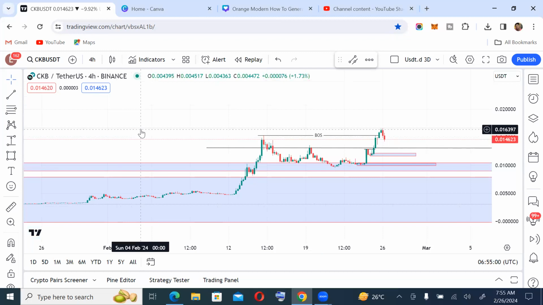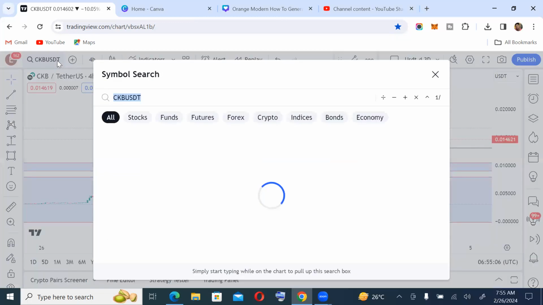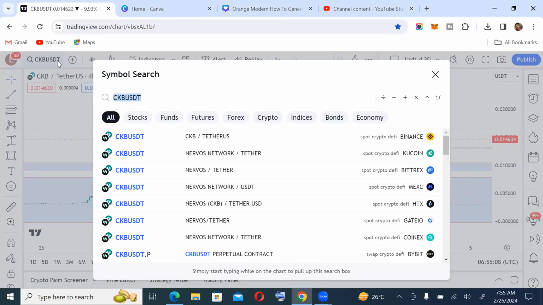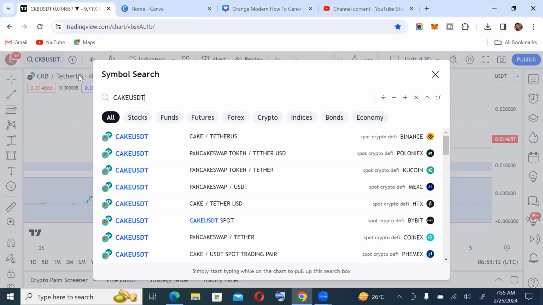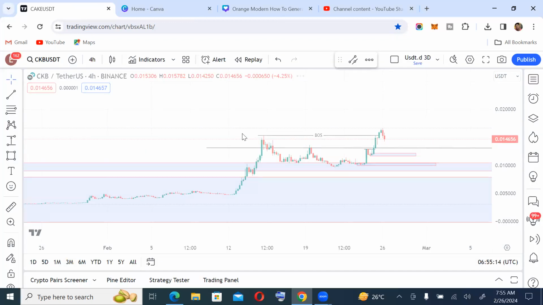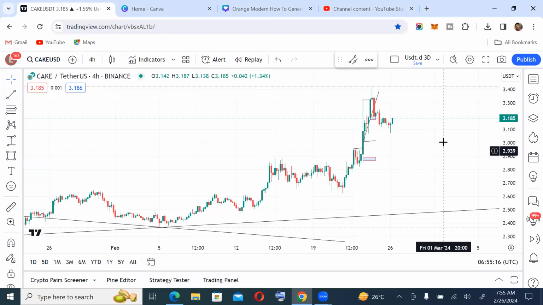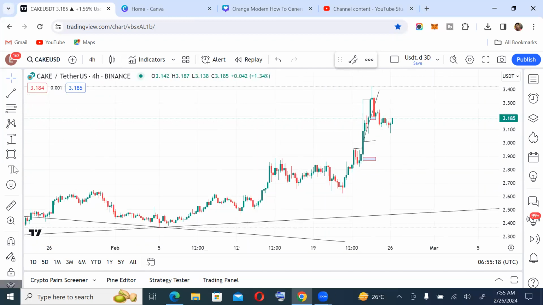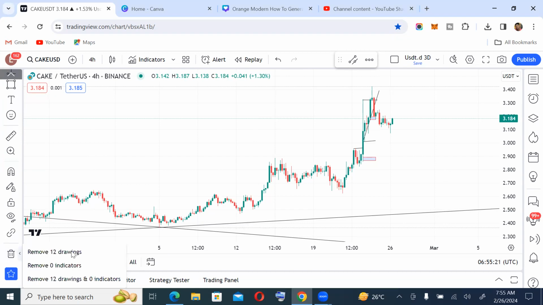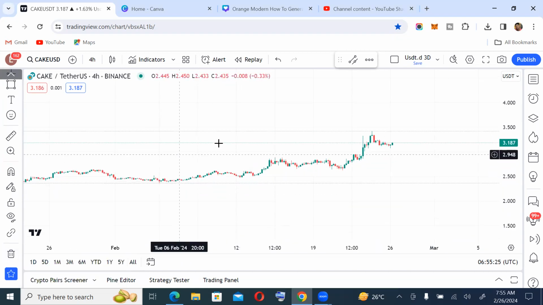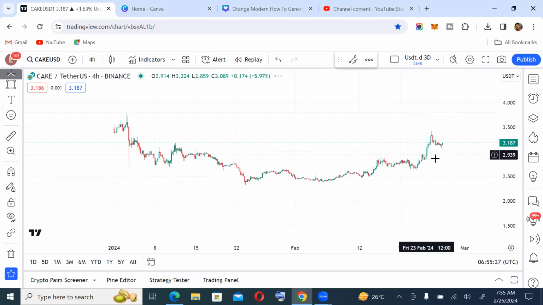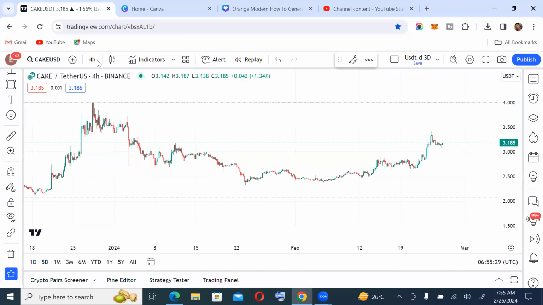Now we've gone through CKB. I think I have another project that I have in mind. This is Cake USDT. I already gave this as a signal in my channel. Obviously, it's doing well. It's practically doing well.